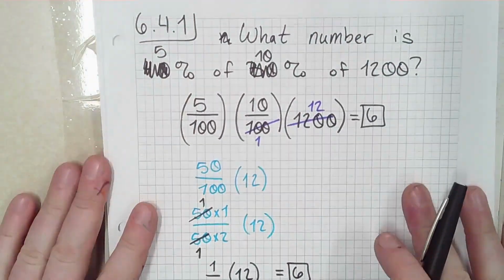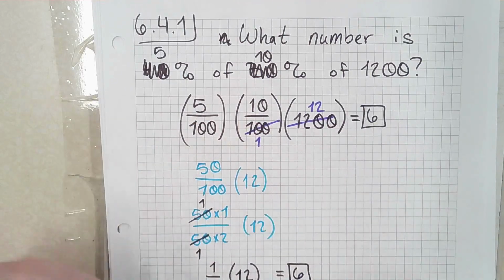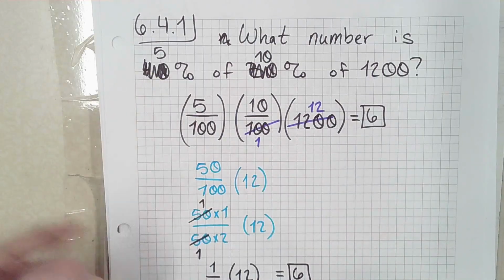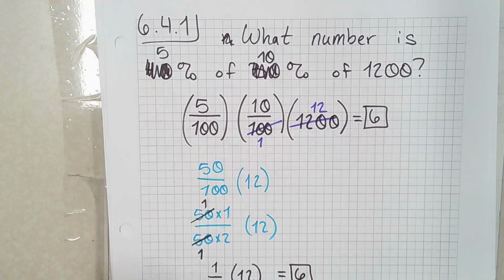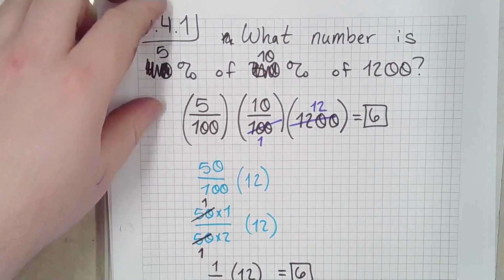Notice it doesn't matter whether we do 5% or 10% first. We could have flipped these because it's all multiplication. So 10% of 5% of 1,200 is the same thing as 5% of 10% of 1,200. But also notice that it's not 15% of 1,200. You can't just add these, right? Of means multiply.